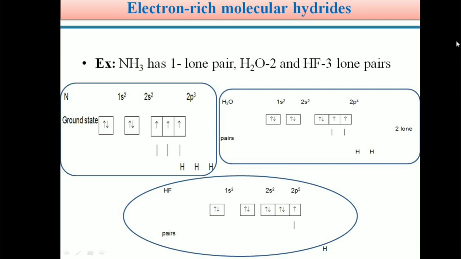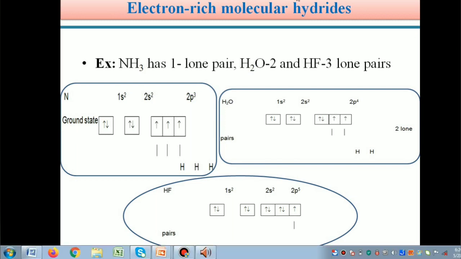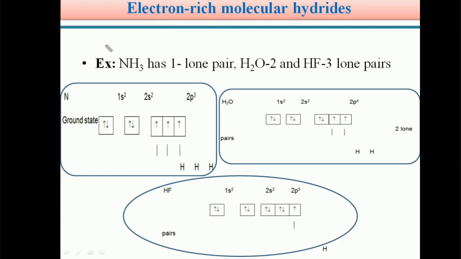Next, electron rich molecular hydrides. So the good examples for these electron rich molecular hydrides are ammonia, water, HF. Students, we know the structure of ammonia and also we know the structure of water. So about the structure of ammonia, hybridization and geometry, and the structure of water, hybridization and geometry of water molecule, we already very clearly learned in the chemical bonding lesson.